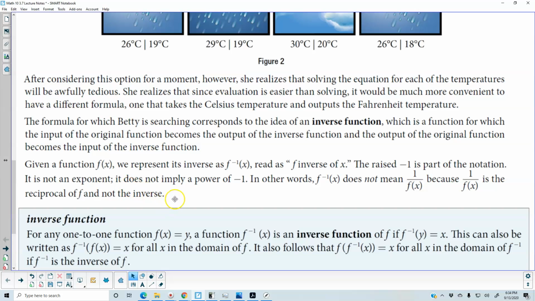Given a function f(x), we represent its inverse as f⁻¹(x), and we read it as "f inverse of x." The raised negative 1 is part of the notation. It is not an exponent. It does not imply a power of negative 1. In other words, f⁻¹(x) does not mean 1 over f(x), because 1 over f(x) is the reciprocal of f and not the inverse.